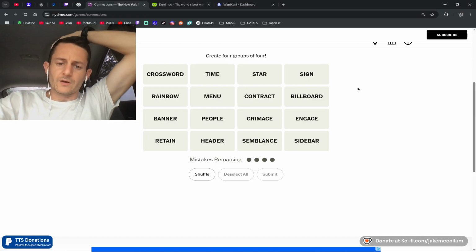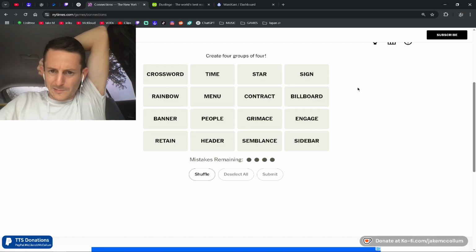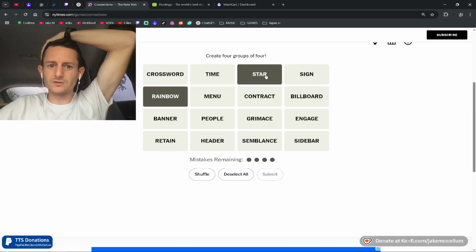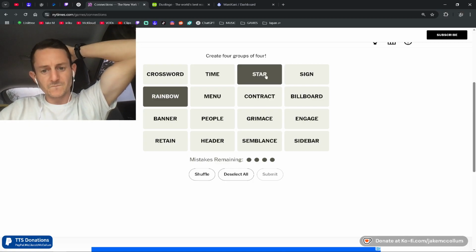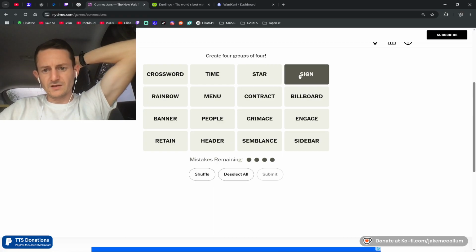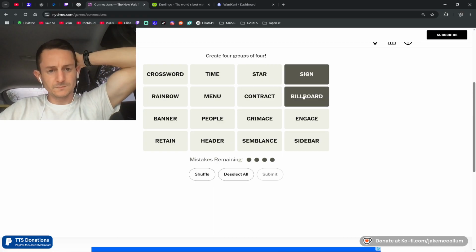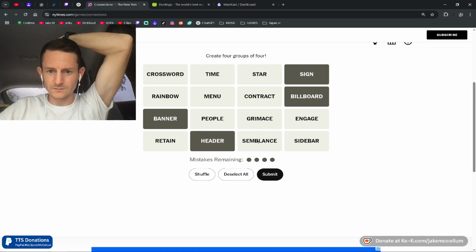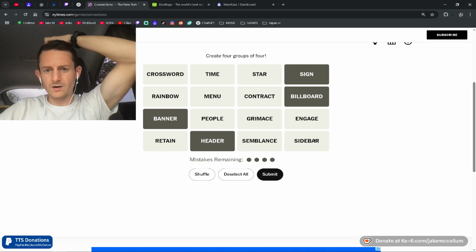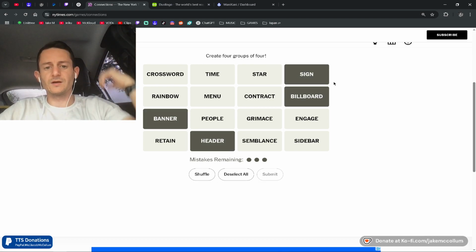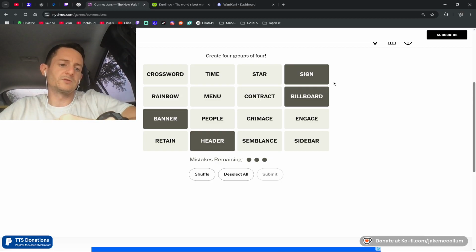What are we working with here? Rainbow, star. No. Sign, billboard, banner, header, sidebar. Not even close, okay? Well, you can go and suck yourself one.